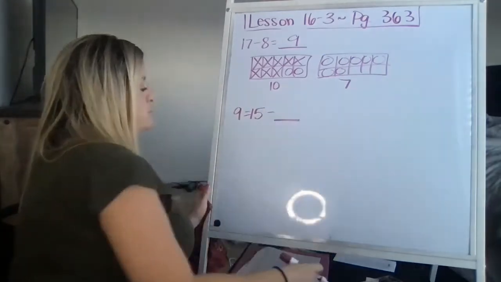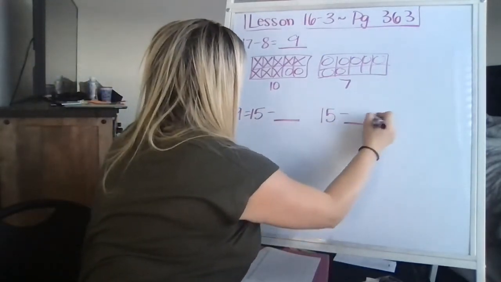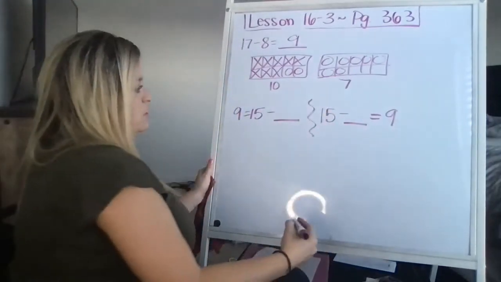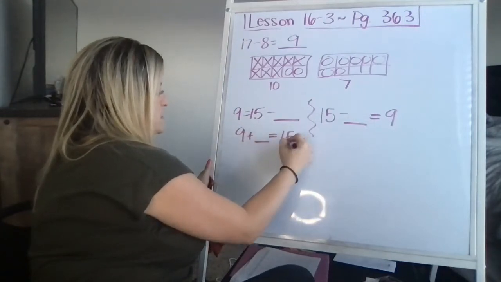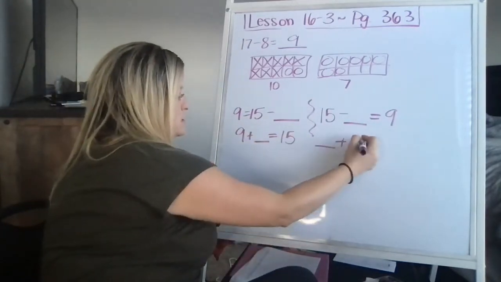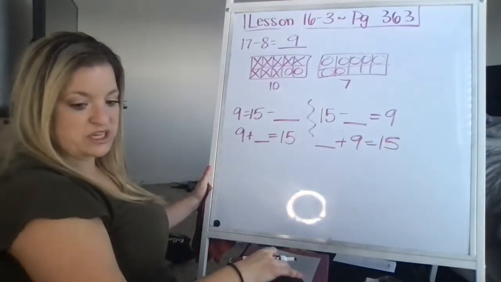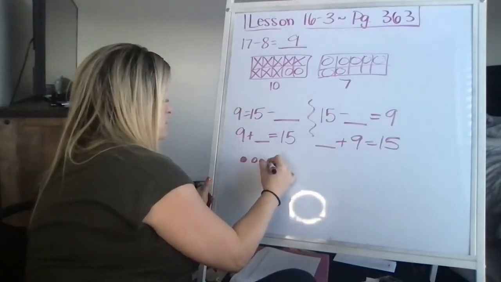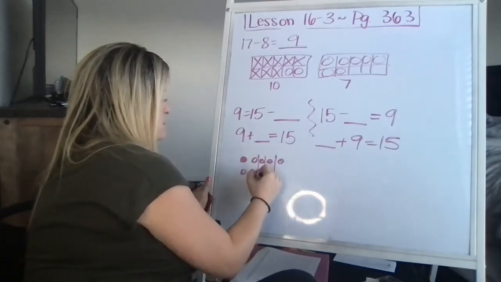All right, number 6 is 9 equals 15 minus blank. If this is too confusing for you, you can turn it into 15 minus blank equals 9. Okay, if that helps you. You could also turn it into 9 plus blank equals 15, or blank plus 9 equals 15. Those are fact families. So they've given you 9 dots in your tens frame.